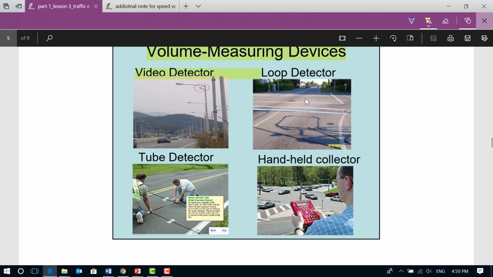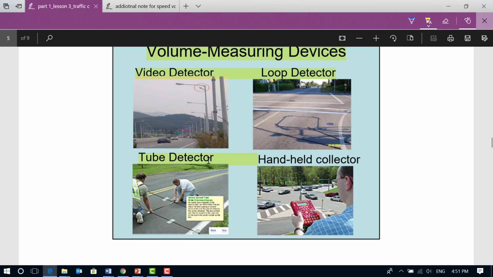And in front of the signal lights, sometimes you see some loops on the pavement. Their main purpose is also to count how many vehicles cross the intersections, so they can allocate the appropriate green time for different directions.